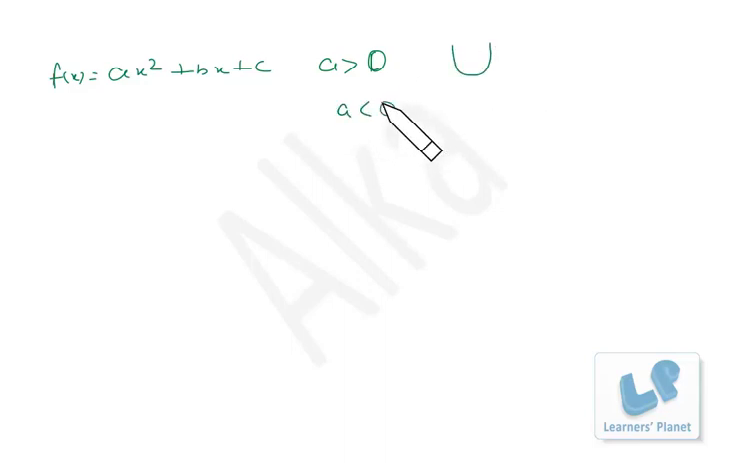If a is less than 0, that means if a is negative, the parabola will be opening downwards, right? First of all, we take the cases when a is positive. That means all the parabolas will open upwards. Now, when the parabola opens upwards, still we have the three situations, right?